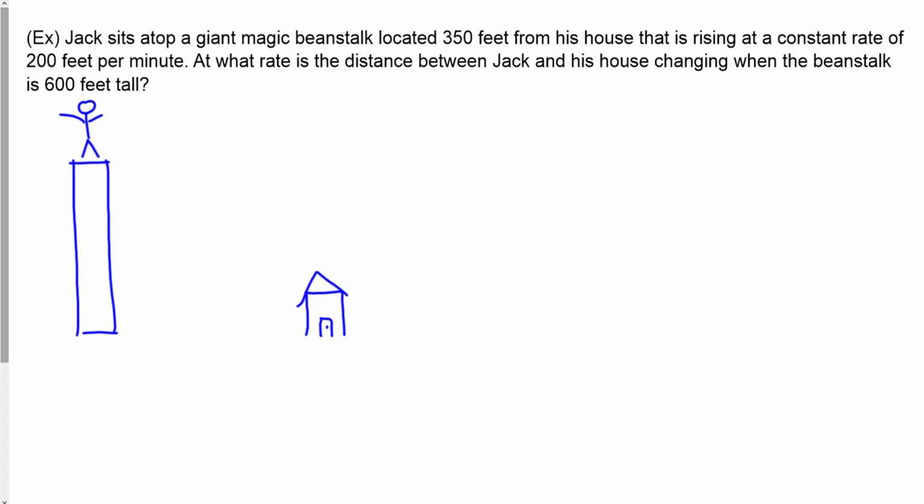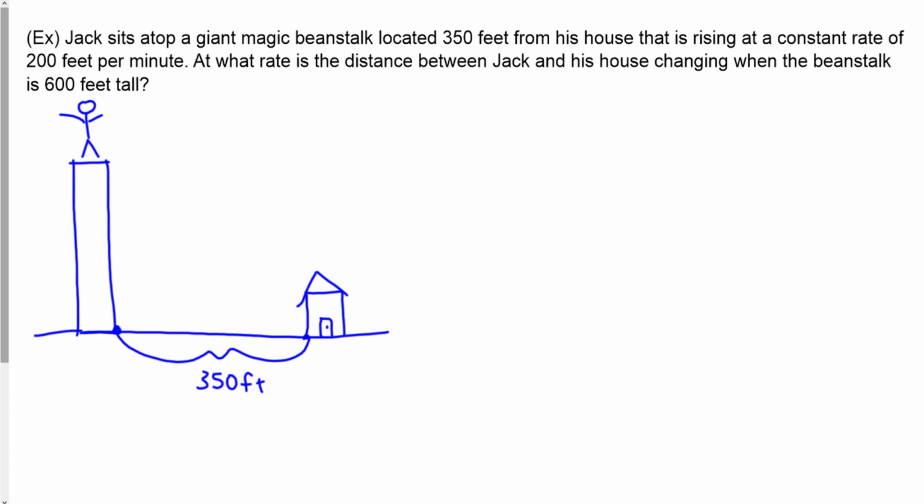And the distance between the beanstalk and the house, I'll just use this point as a reference, is going to be 350 feet. And that is a constant distance. So the beanstalk's never going to get any closer. It's growing straight up at a right angle to the ground. So we're not going to worry about it getting any closer to the house for any particular reason. Now, the beanstalk is changing. It's increasing. It's getting taller at a constant rate of 200 feet per minute.